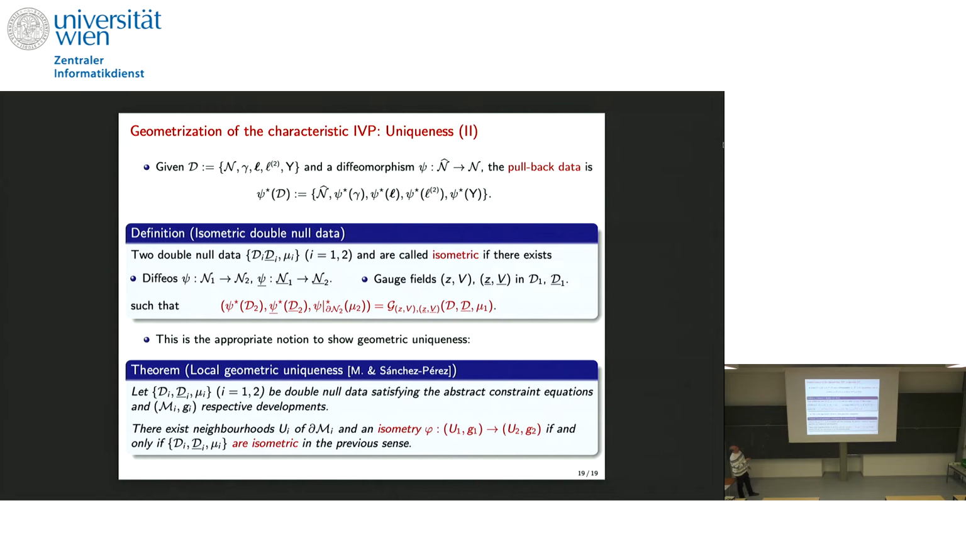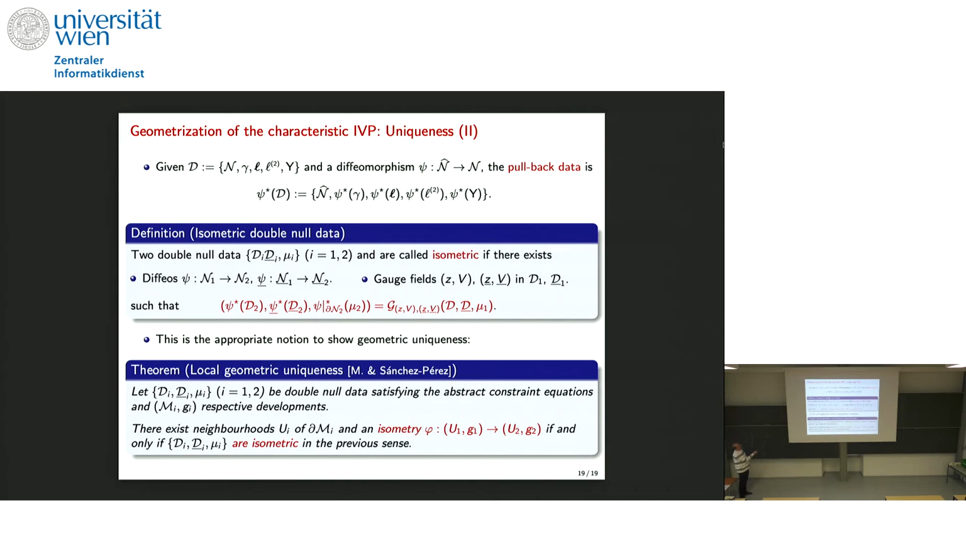You will say that two double null data are isometric when there are diffeomorphisms of each one that bring the data of one into the other in a completely natural way. But in the sense that the result is not the same data you started with, it's just the same data you started with up to a gauge group element. That's the natural thing. And once you have this right definition of isometry at the level of the data, you can prove the local geometric uniqueness, and with this I will finish.